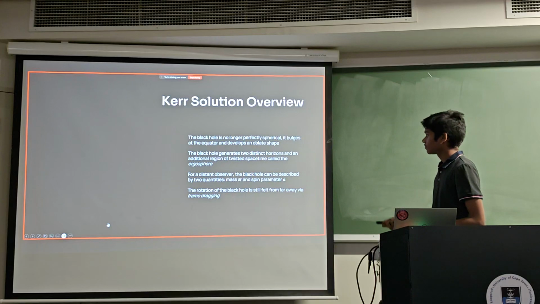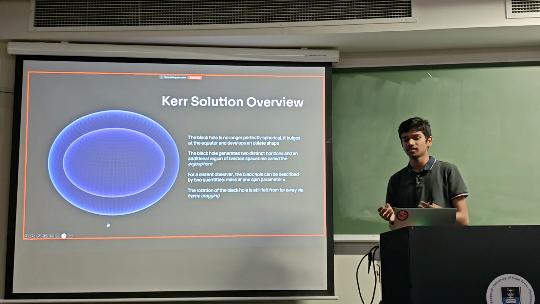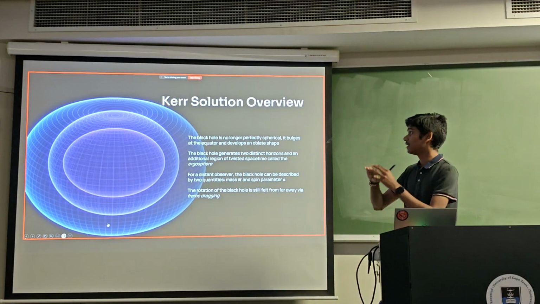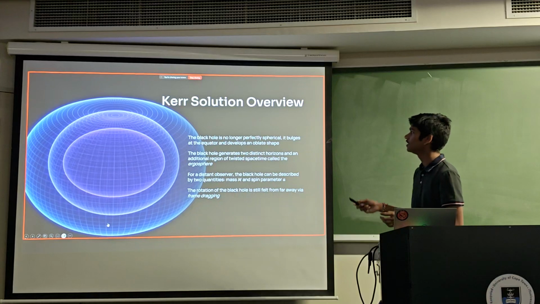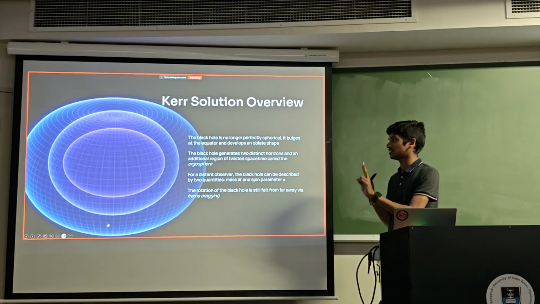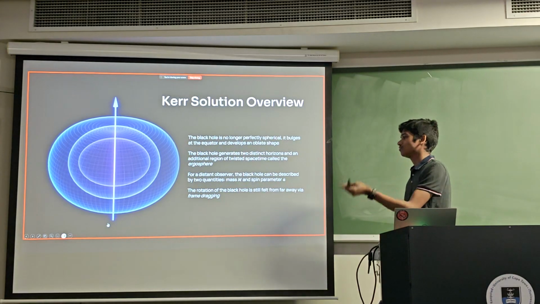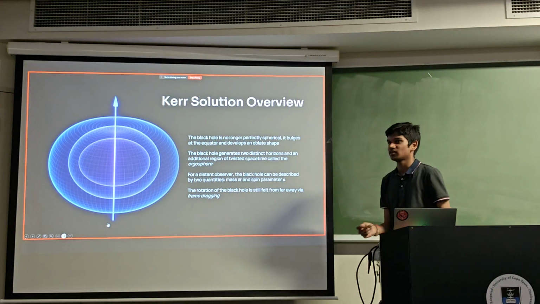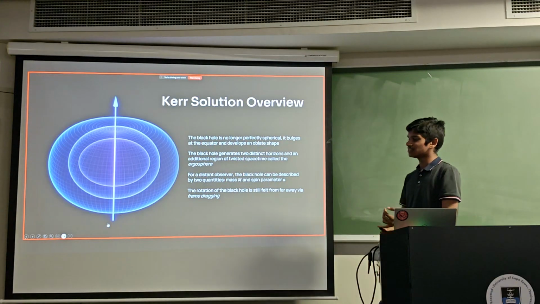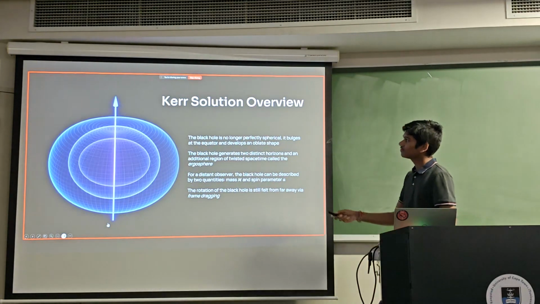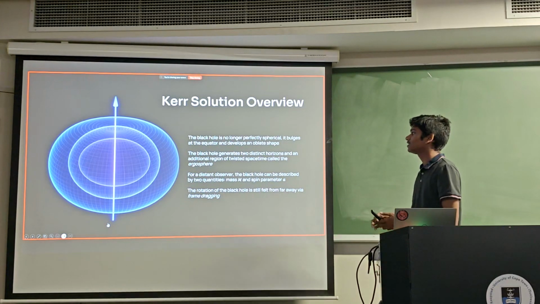Let's talk about it. In the Kerr solution, the black hole is no longer a perfect sphere. It now becomes an oblate shape because it bulges at the equator because of how it spins. Now, the black hole generates two distinct horizons instead of one. With the Schwarzschild solution, you have the event horizon and then you have the singularity. But with the Kerr solution black hole, you have an inner horizon, you have an outer horizon, and you also have this weird region just inside the outer shell called the ergosphere.